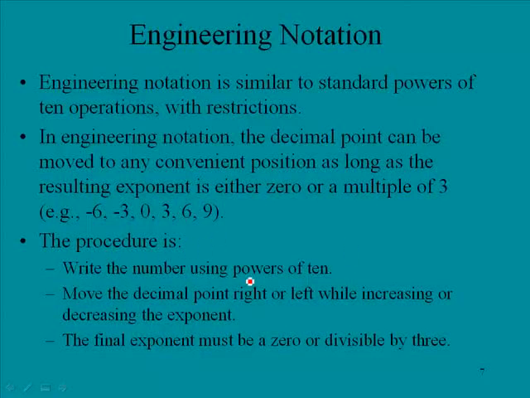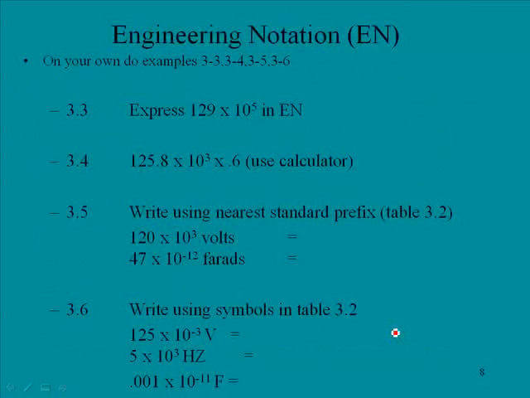The procedure goes like this. Write the number using powers of 10. Move the decimal point right or left while increasing or decreasing the exponent. The final exponent must be a 0 or divisible by 3. And here are some examples. In fact, you have sets of examples: 3.3, 3.4, 3.5, and 3.6.